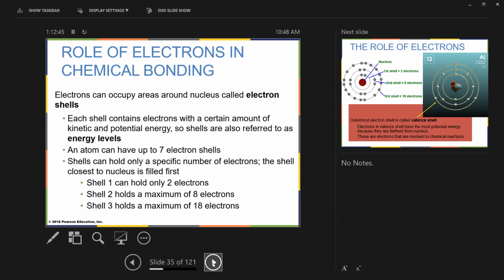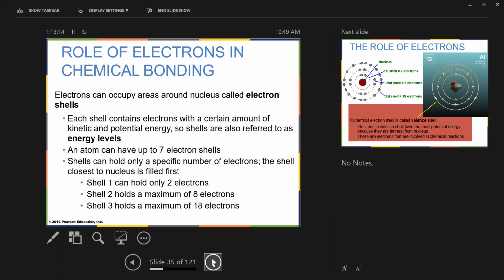If you have 10 protons, that means you've got 10 electrons. If you've got 15 protons, you have 15 electrons. We will gradually fill up each shell, moving away from the nucleus. Now the first shell can only hold two electrons.